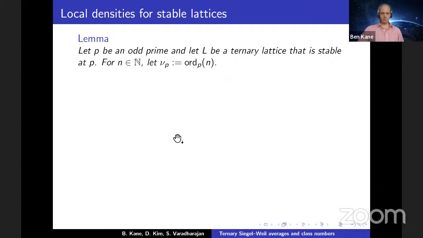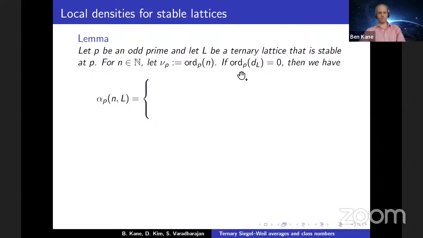So now let's suppose we have a stable lattice, and the good news here is because it's stable, the local densities are easier to compute because the p-adic orders are restricted. So this nu p is just the order of the prime dividing n, which is unrestricted, but the order of the prime dividing the discriminant is always going to be 0 or 1.